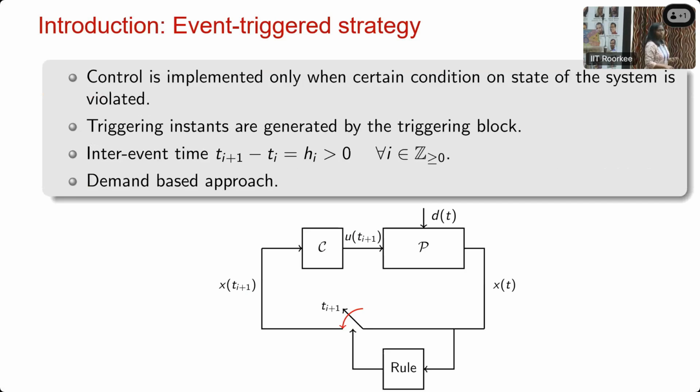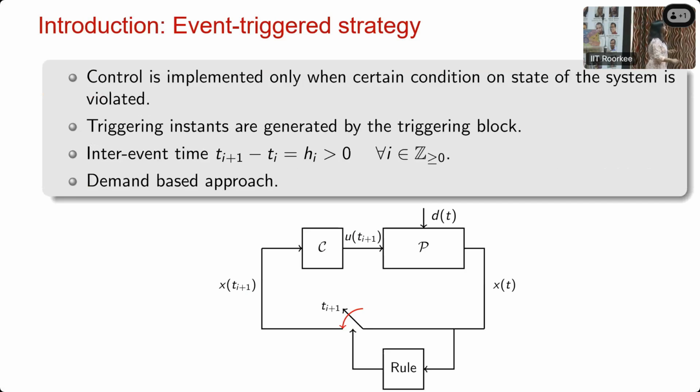So this part is okay? We have the plant, and we are sending the state information to the controller only when something is happening in the system. What that something is, we will see. We are not transmitting these states continuously at every fixed time period. In this case, this triggering instant will be generated by this triggering block, which I am calling over here as rule.